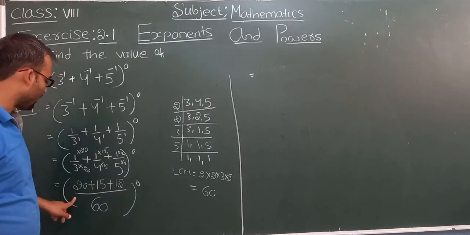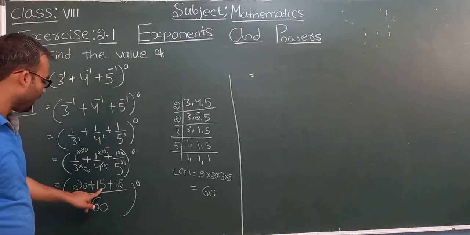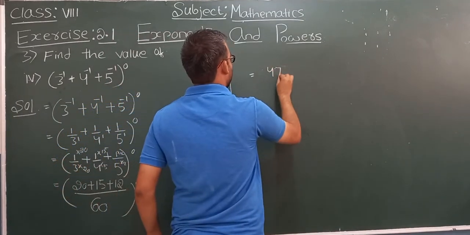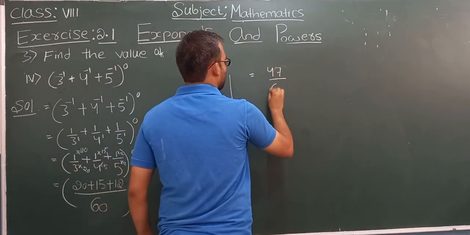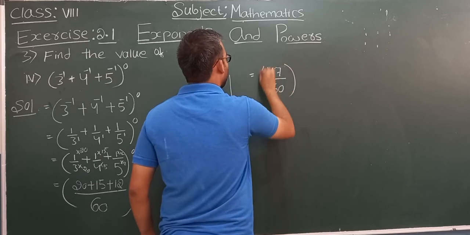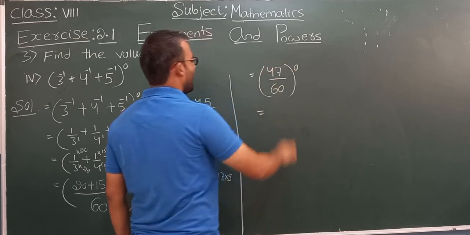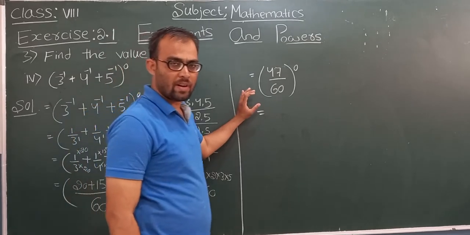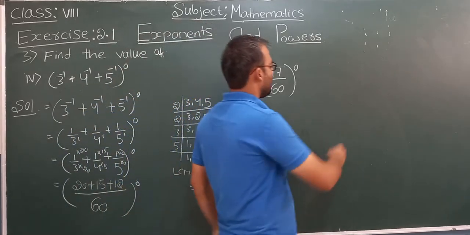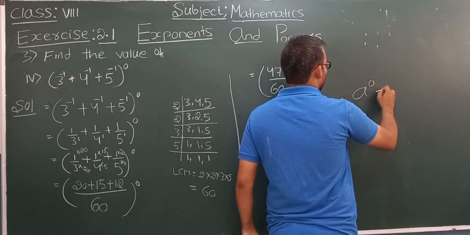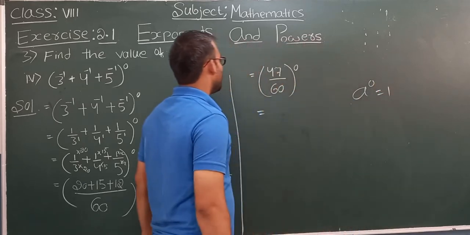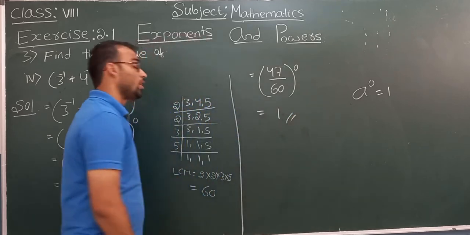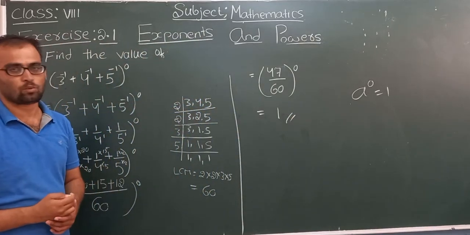Okay, students, just look here. 20 plus 15 plus 12 will be what? (47/60)^0 is there. Okay, so we know that any number to the power 0 is what? Always 1. That is, 8 to the power 0 is what? Always 1. So as the exponential power is 0, the value of this is 1. Okay, so this is the solution for the fourth problem.